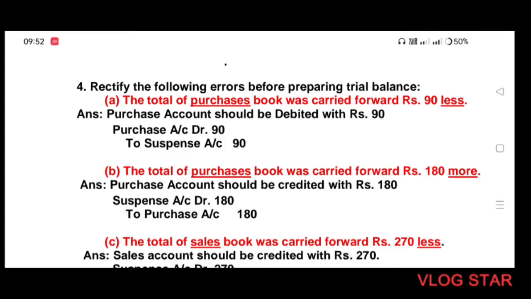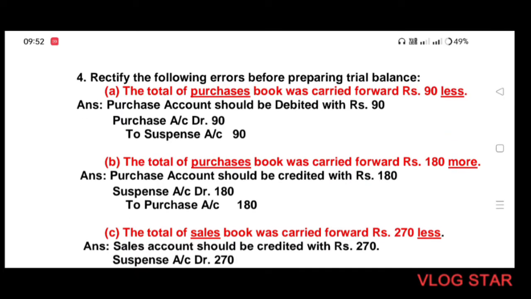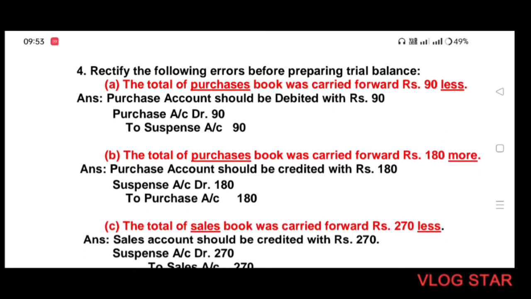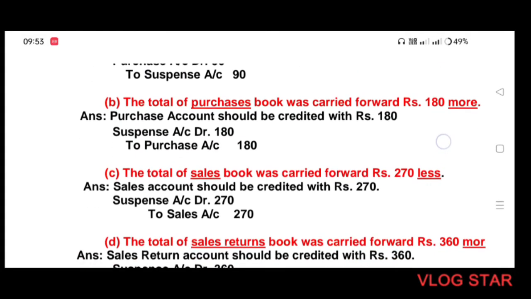Now, fourth question. Rectify the following errors before preparing the trial balance. The total of purchase book was carried forward rupees 90 less. I underlined the important points in the question which you have to remember and which you have to see. See, in this line, the important point is purchase and less. So purchase is a debit balance. Less means undercast, original entry. So originally purchase is a debit balance. So purchase account should be debited with rupees 90. Journal entry is purchase account debit to suspense account.